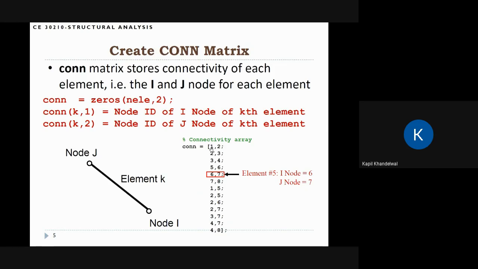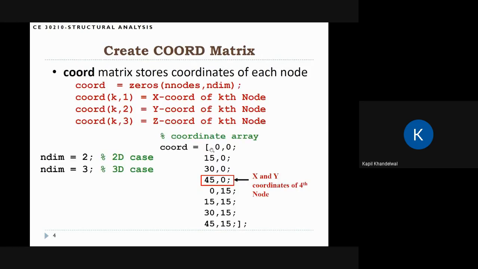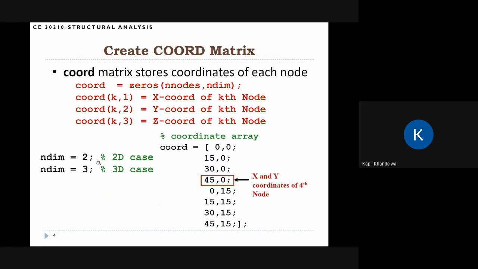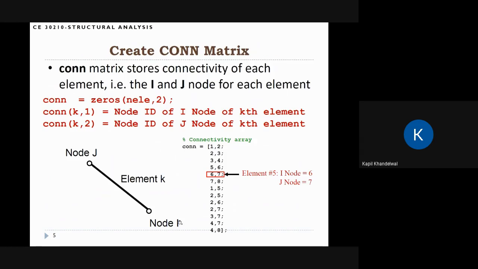If we go back a little bit, for the first element, we are saying I node is 1 and J node is 2. And this is just arbitrary. I could have done I node is 2, J node is 1. It's okay. It's up to us what we want to define as connectivity for a given element, as long as you pick a unique combination. And this is the way I build up this connectivity matrix.